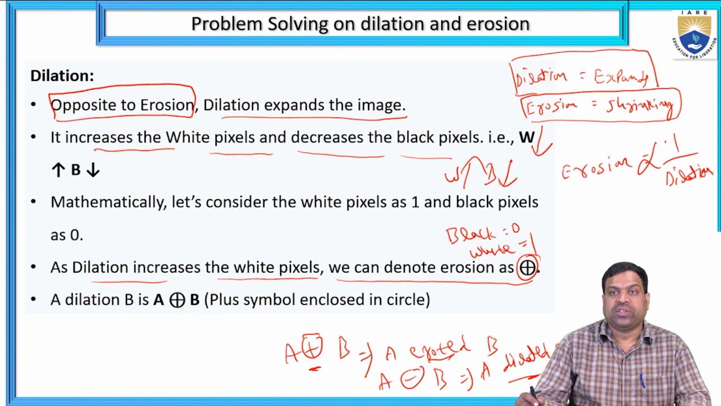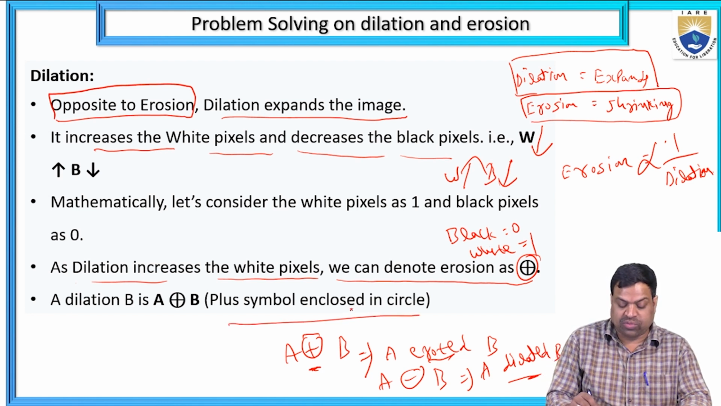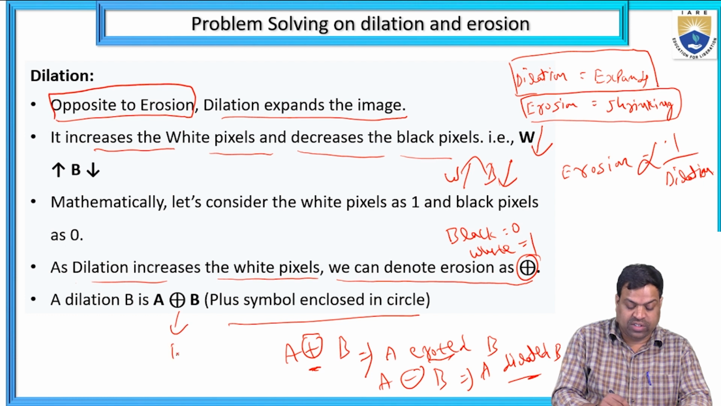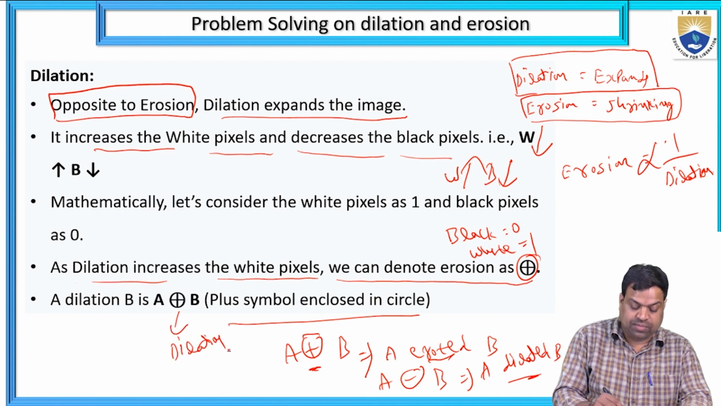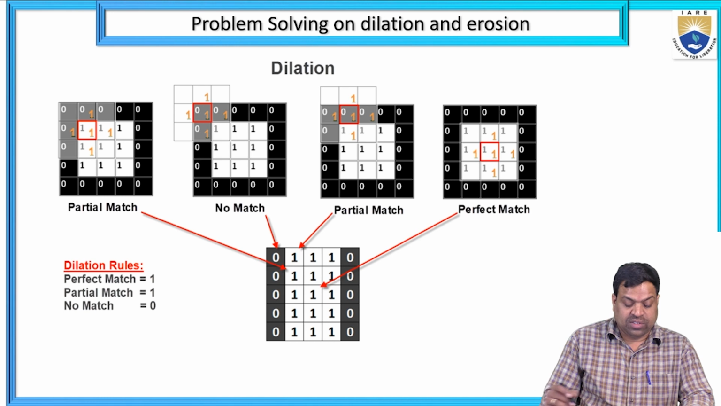It increases the white pixels and decreases the black pixels here, and mathematically white equals 1, black equals 0. Dilation is increasing the white pixels. We can denote dilation with a plus symbol enclosed in a circle. Okay, it is a dilation. So it is one example of dilation. So what does it mean?